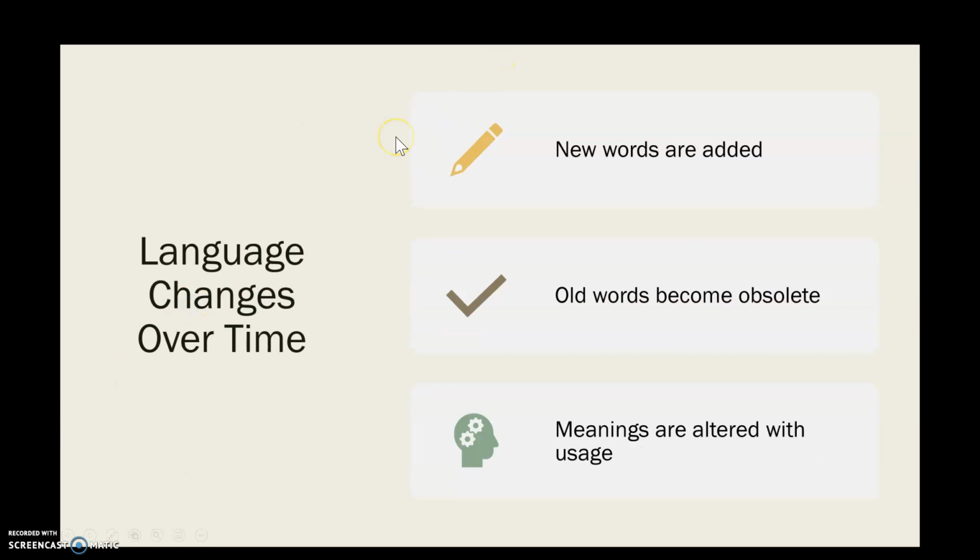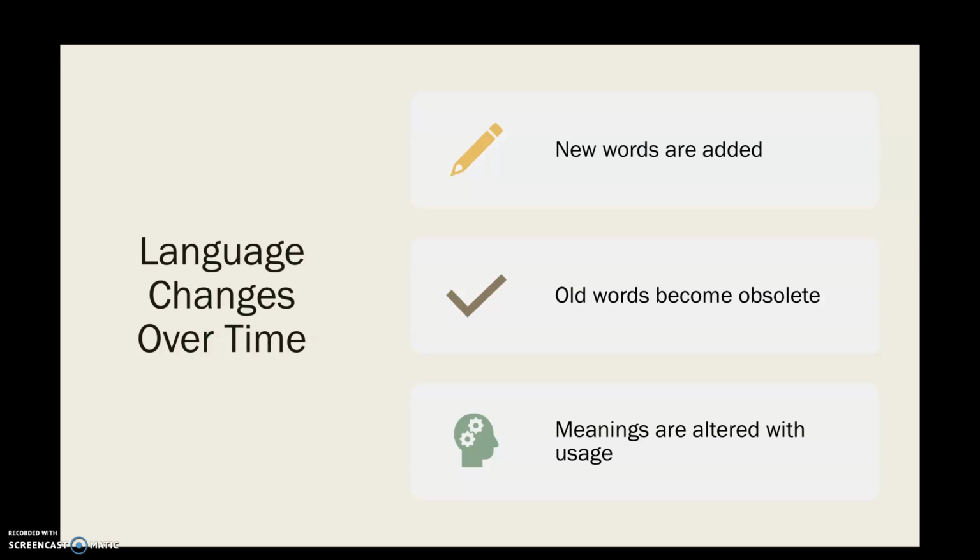Language also changes over time. And we have this weird idea that there is a single correct form of English, and that's actually not true. There's a standard form that we have collectively agreed is the form used in academic settings and professional settings, but there are many different forms of English, even outside of the speech communities we were talking about. And part of what happens is that old words become obsolete or they disappear.